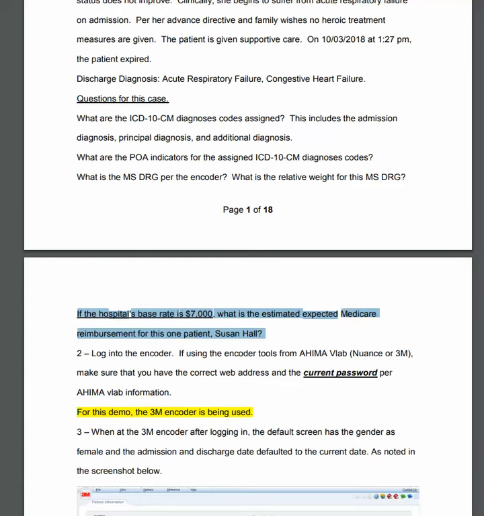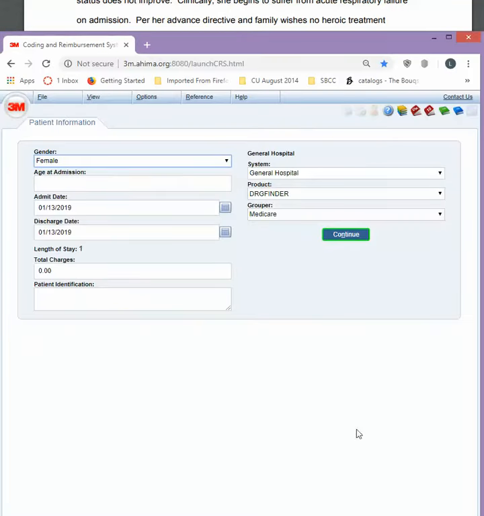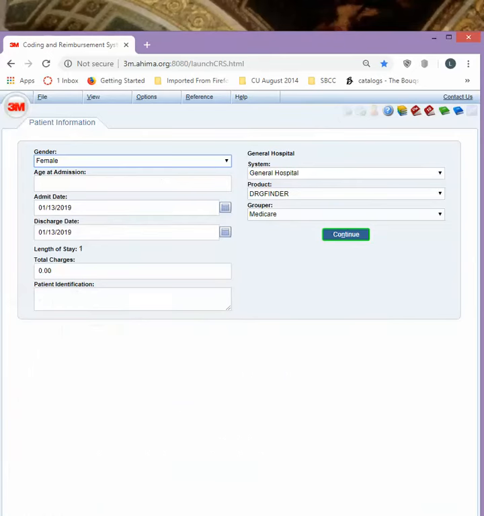One thing you have to make sure you have done is you have looked at the course materials before you move to answer those questions. So we have the patient here. She's female.